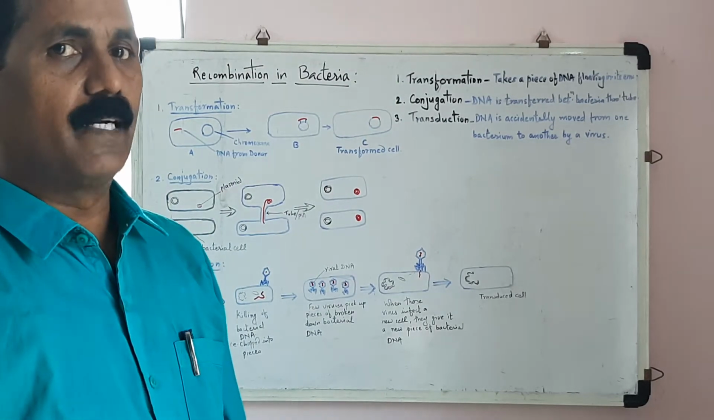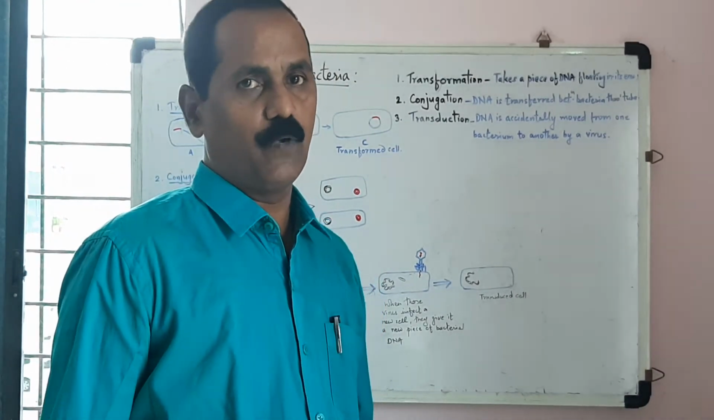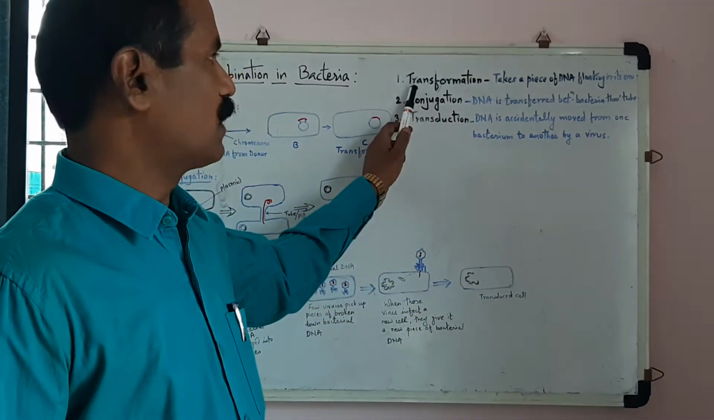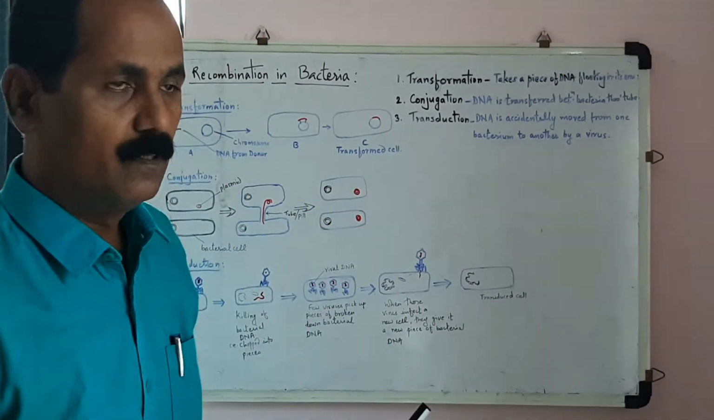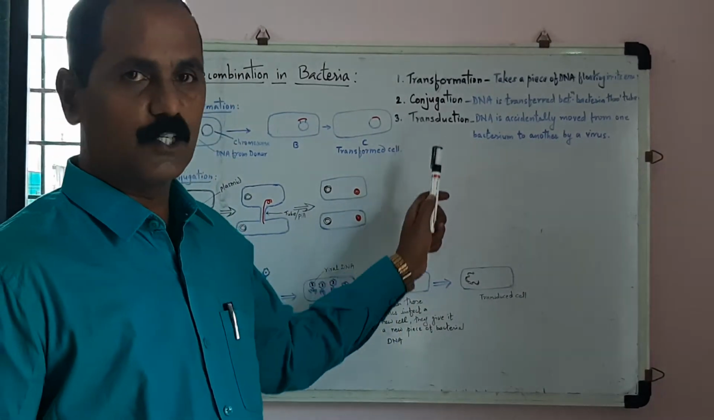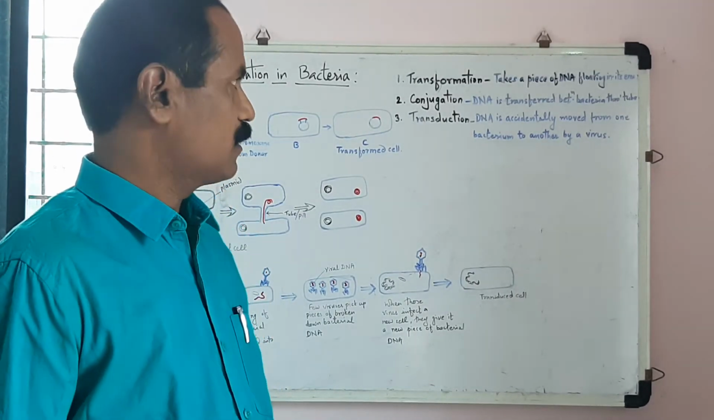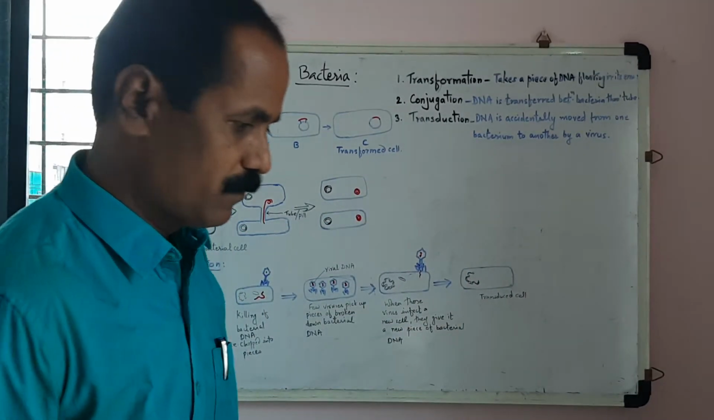the bacterial genome, and those three ways are: the first one is transformation, the second one is conjugation, and the third one is transduction. And we'll see one by one what transformation is.